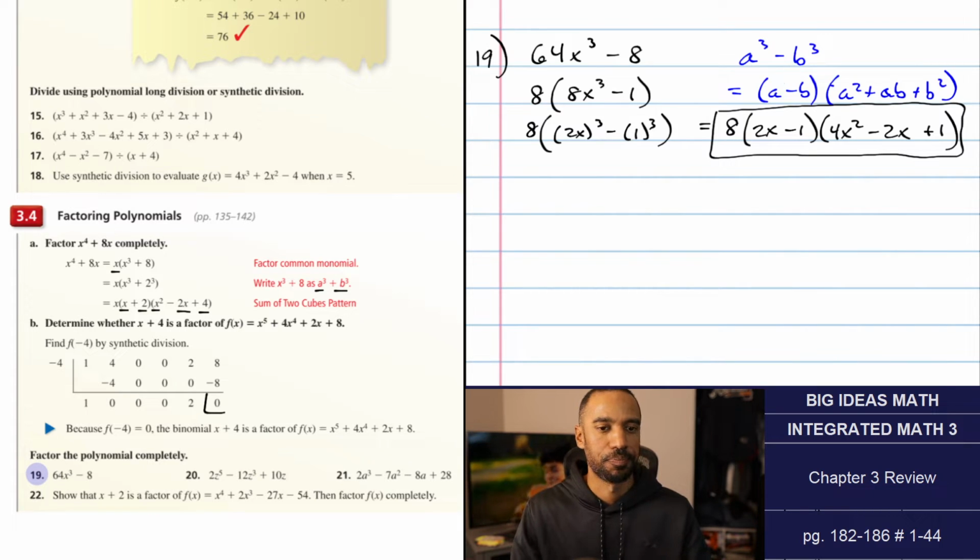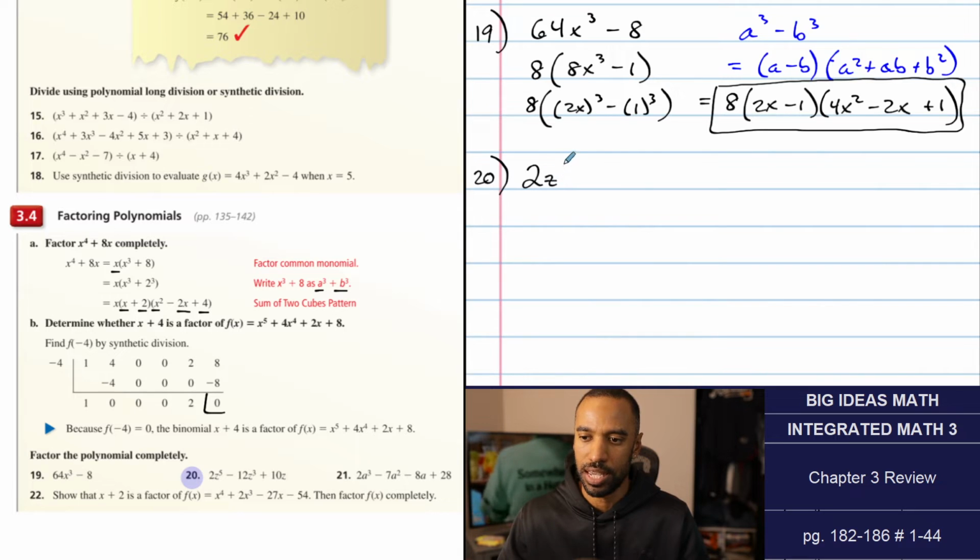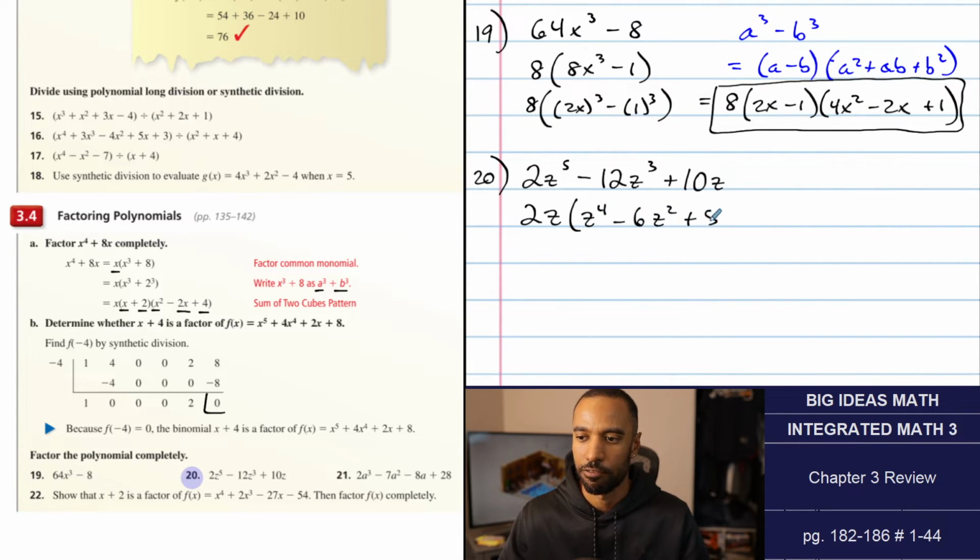Okay, number 20. Number 20, I already see a common factor, not just by number, but also by variable. Let's go ahead and take a look at what we're doing on that one. We have 2z to the 5th minus 12z cubed plus 10z. They all have z's in them. Factor that out, but they all can divide by 2. Factor a 2 out, you're left with z to the 4th minus 6z squared plus 5. So 2z will remain factored out no matter what we do from here.